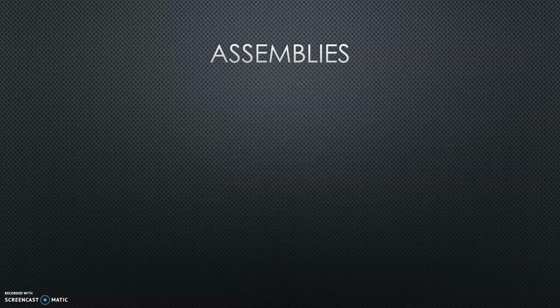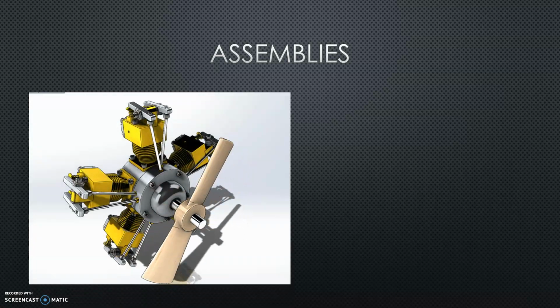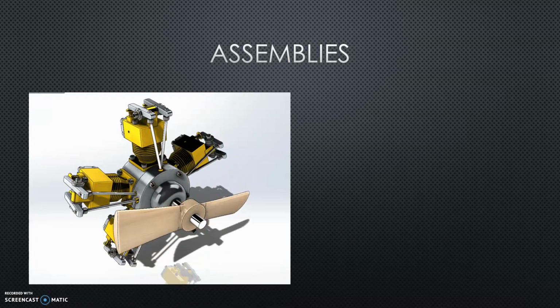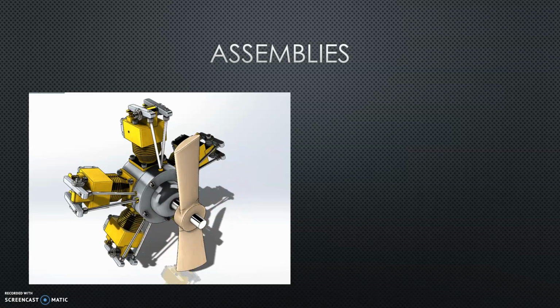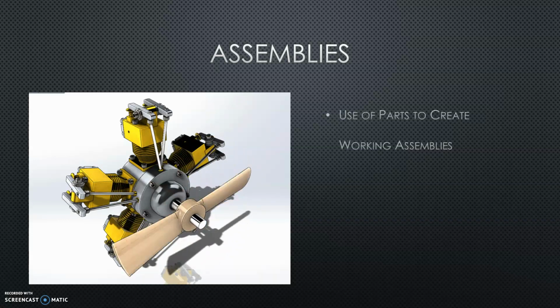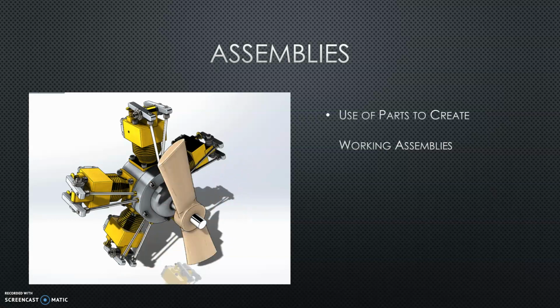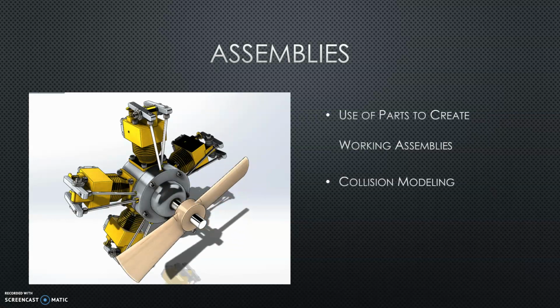The next available feature in the SOLIDWORKS design process is assemblies. The parts you create can easily be put together in the form of a working system. This system can then be tested for possible collisions and even animated to see mechanical movements in the form of a video.